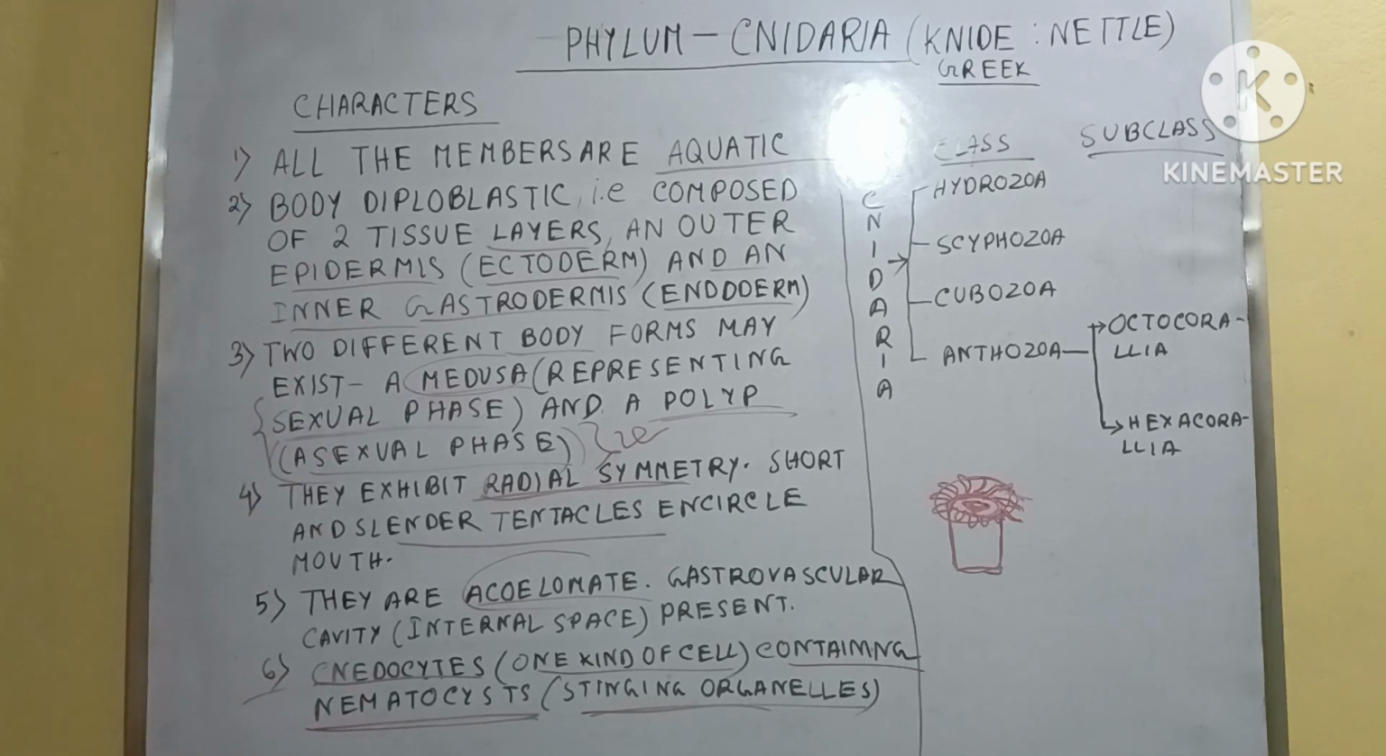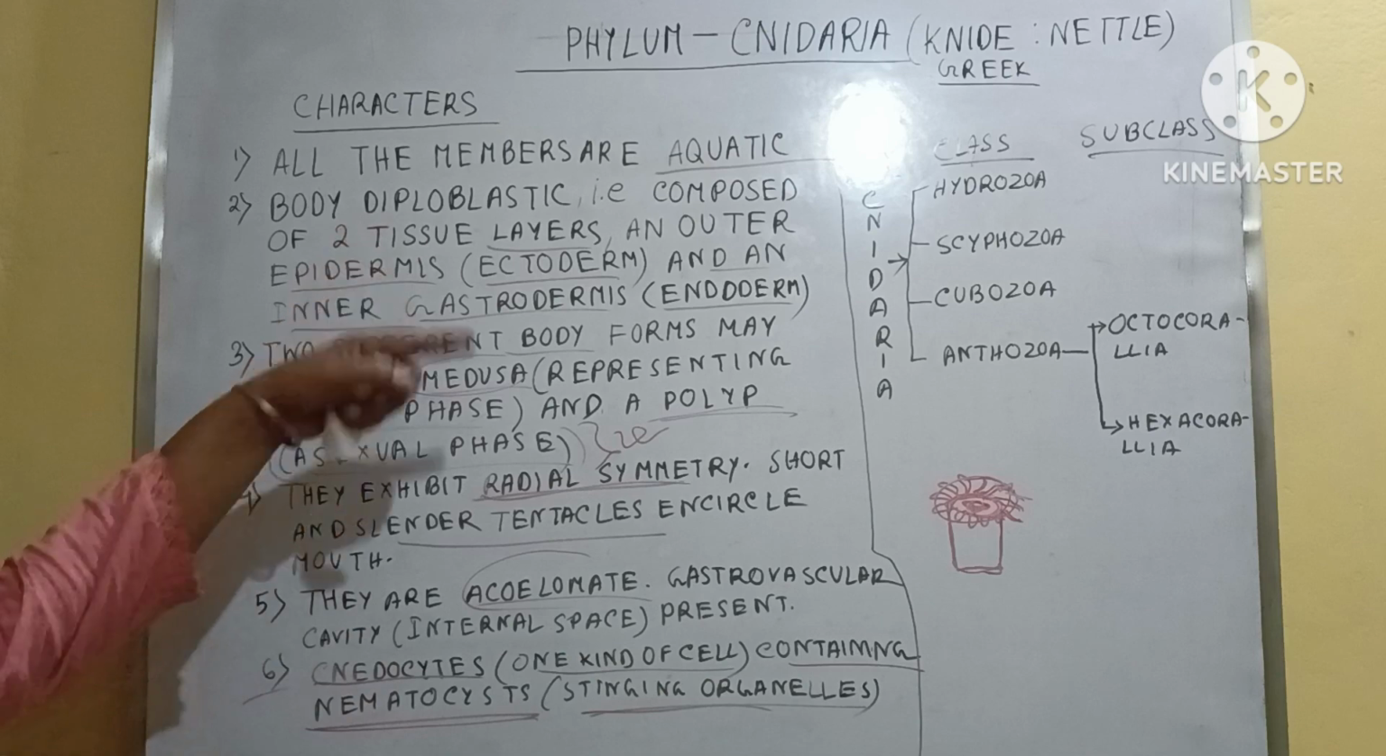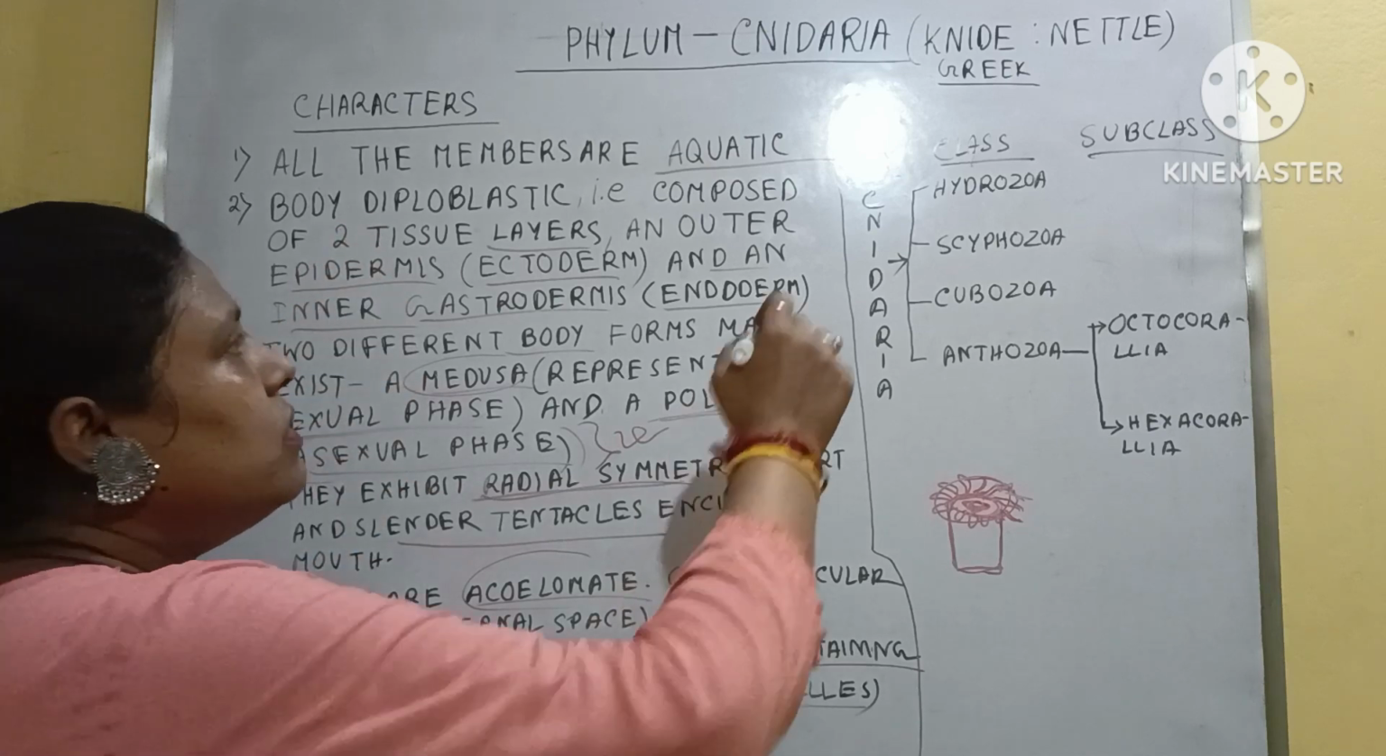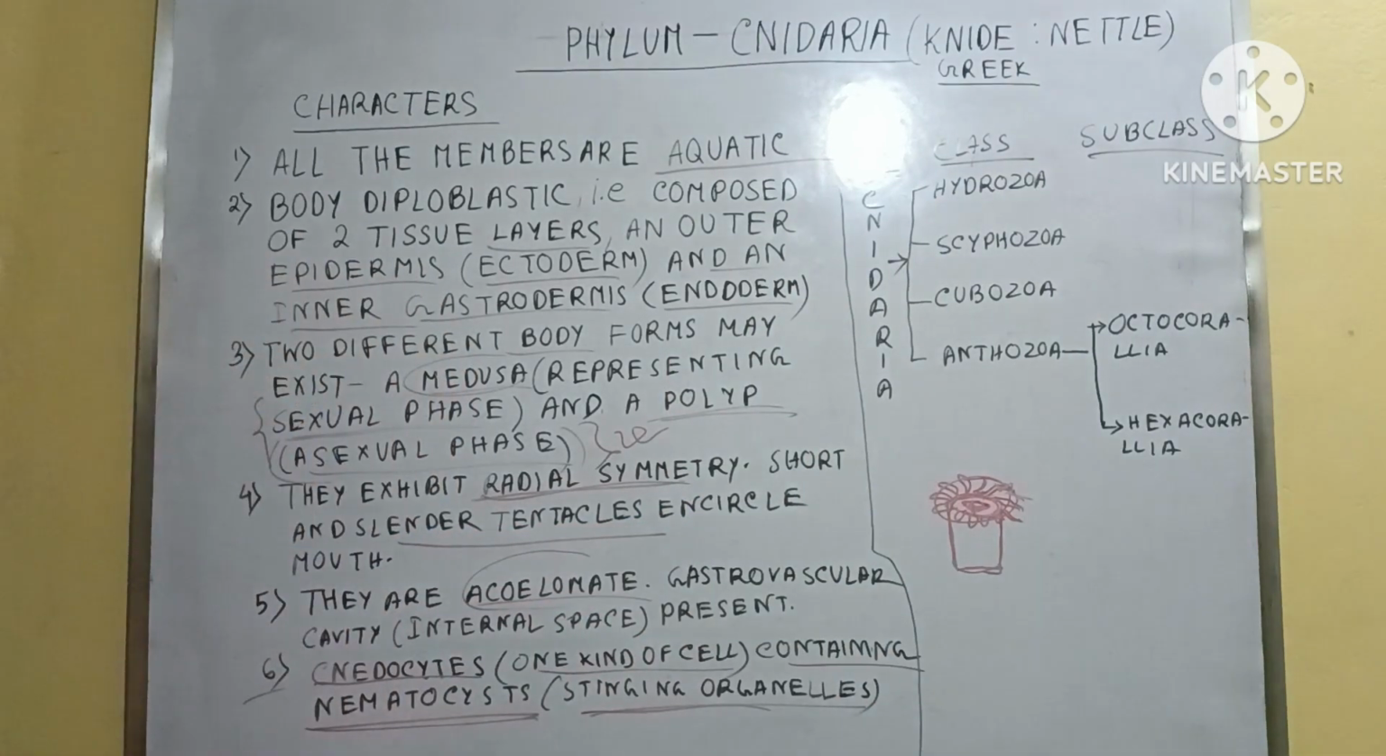Another feature you can also read from the book. These are obviously internal features, and here I only describe the external features by which we can identify Cnidarians easily. Clear?